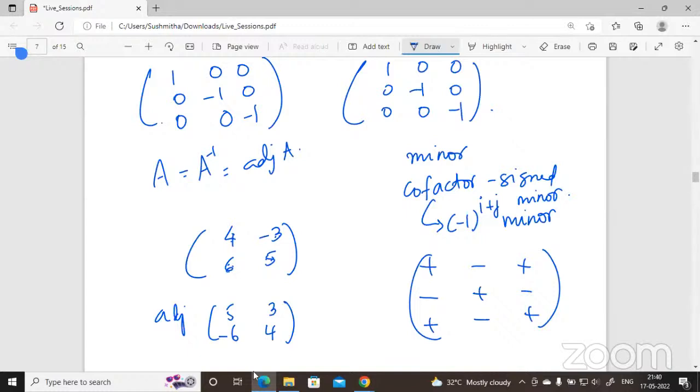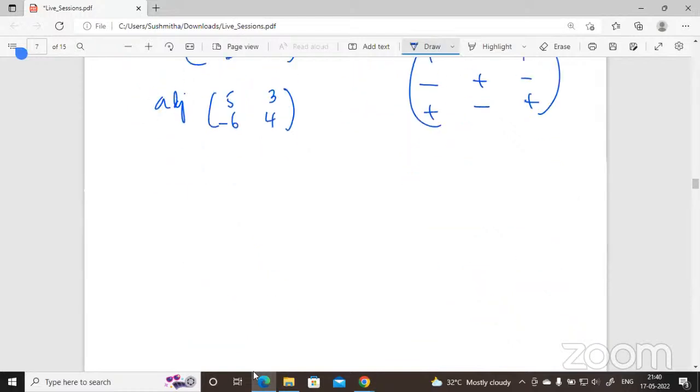Ma'am, I have some doubt regarding vector space. If we take any vectors like v1, v2, v3, which are elements of a vector space V, then what is the meaning of v1, v2, v3? So V is a vector space, and these three are elements of V. That's it. It depends on what the vector space is.